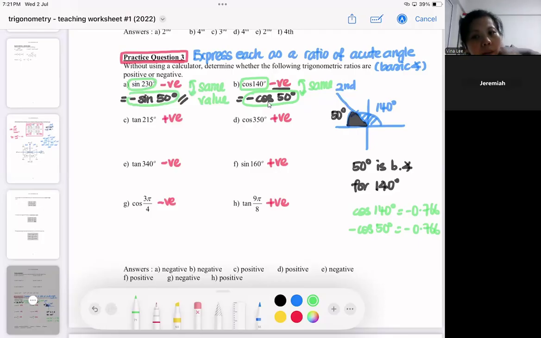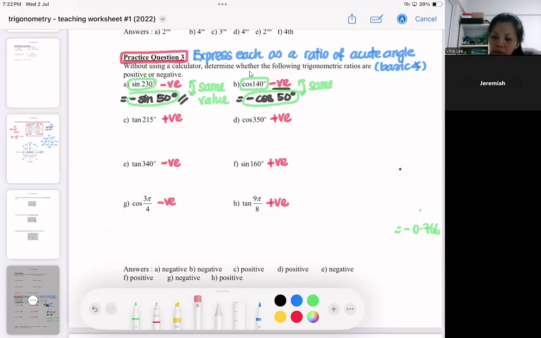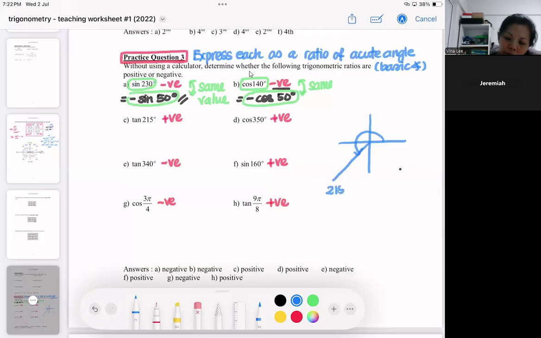I'm going to show you one more. Later on, you need to tell me which one is their basic angle. Okay, let's go to part C, 215. 215 is in the third quadrant. So who is the basic angle? The basic angle is here.